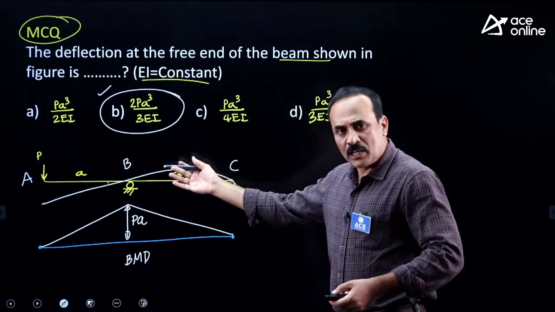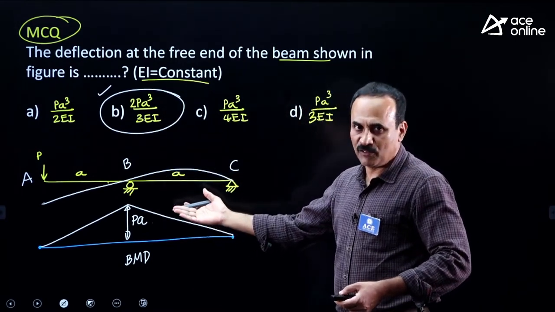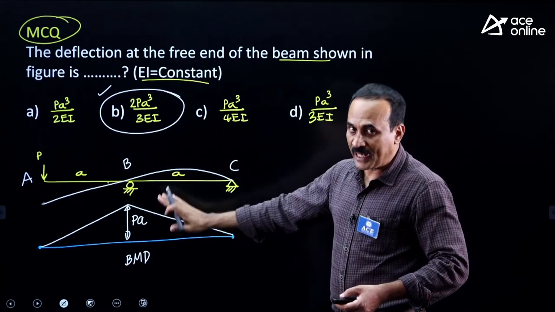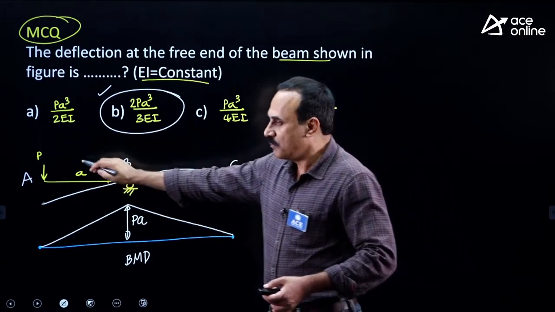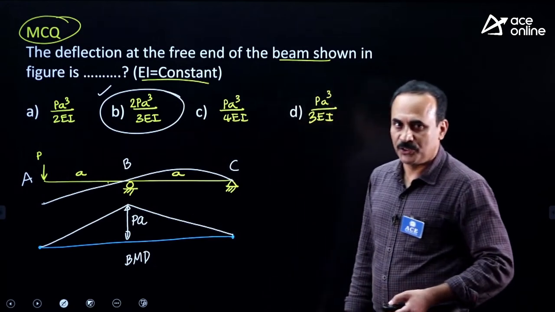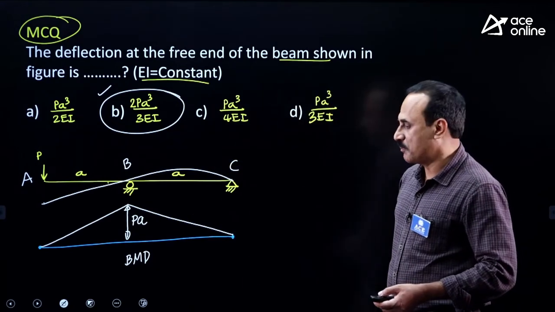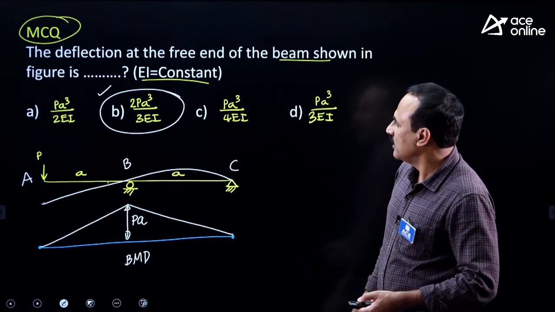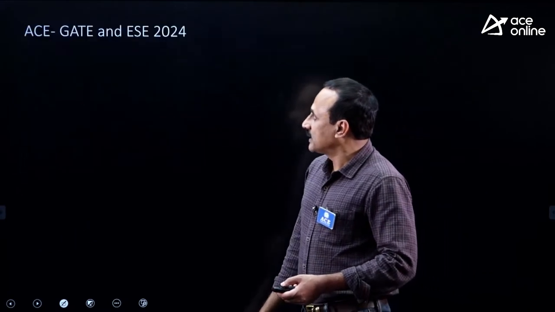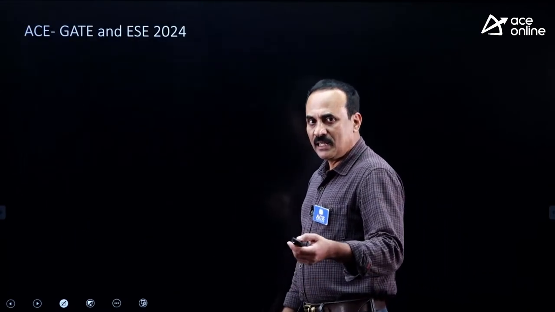So like that, you can even use the strain energy method to find out the deflection at the free end. You try the same beam by using the strain energy approach. I have given the conjugate beam approach. Okay? Takes time. This may be a question in GATE exam.